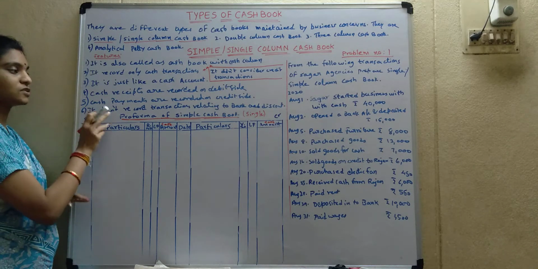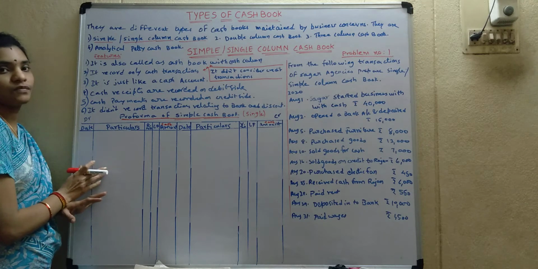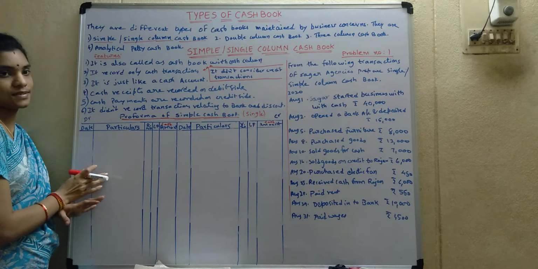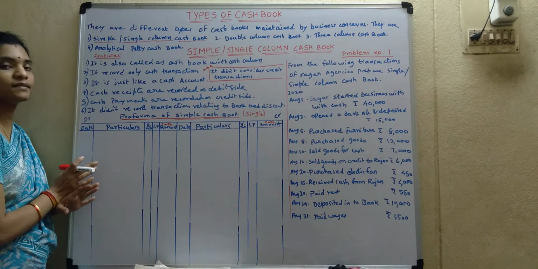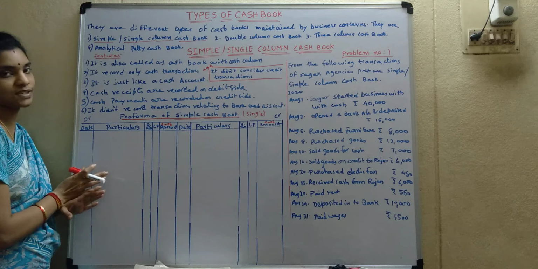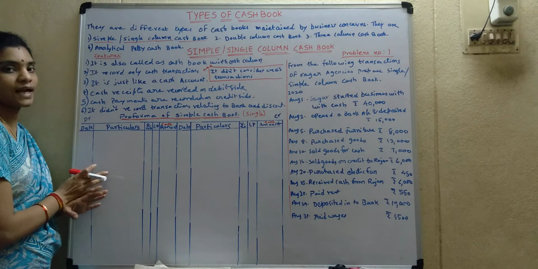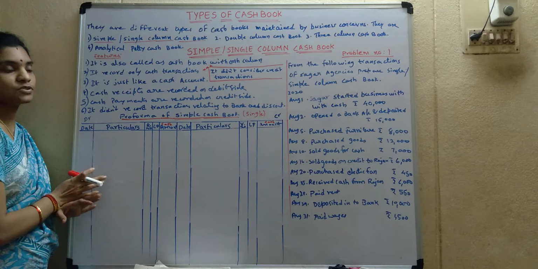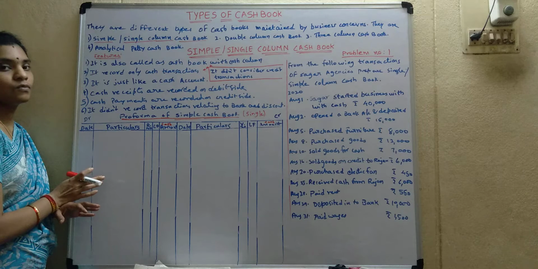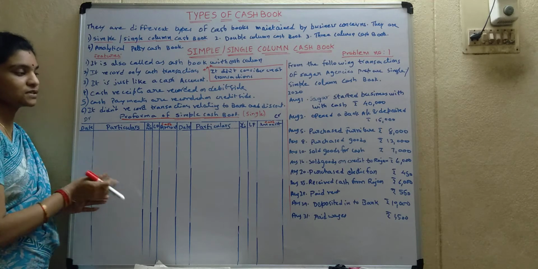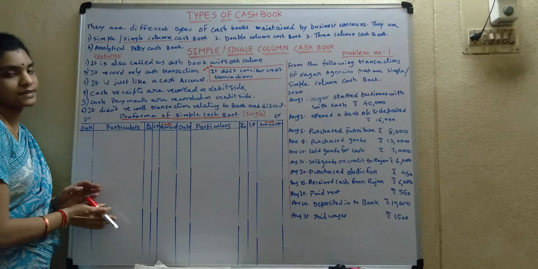Okay, so this type of cash book is suitable for simple business concerns, business concerns who maintain only cash transactions. It is not suitable for concerns who have bank transactions, because there is no column here for recording bank transactions.